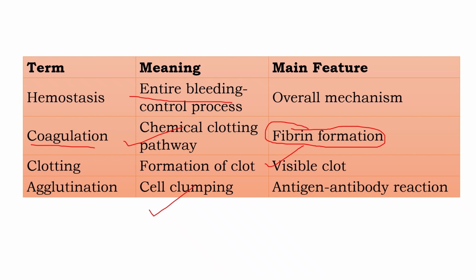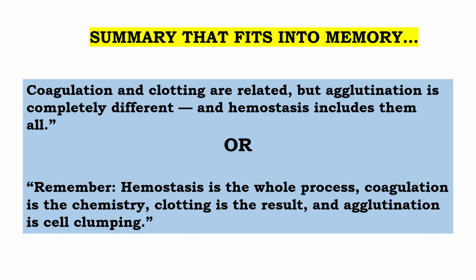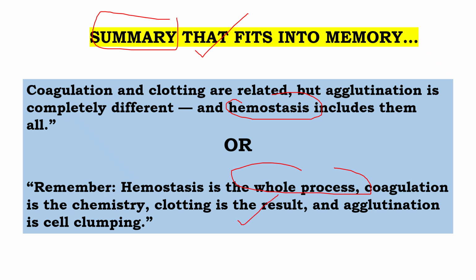Hope you have understood the difference, and it will help you in understanding these terminologies in a better way. So let us see the summary that fits into the memory. So coagulation and clotting are related, but agglutination is altogether different. It is a cell aggregation, and hemostasis includes them all. Or you can remember it this way, hemostasis is the whole process, that is coagulation and clotting. Coagulation is chemistry, clotting is the result, and agglutination is cell clumping or aggregation.